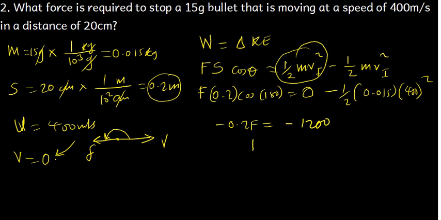To remain with F, we're going to divide by negative 0.2 on both sides. So that is going to give us 6,000 joules, which you can also say 6 kilojoules. So this is the force that is needed to stop this bullet.